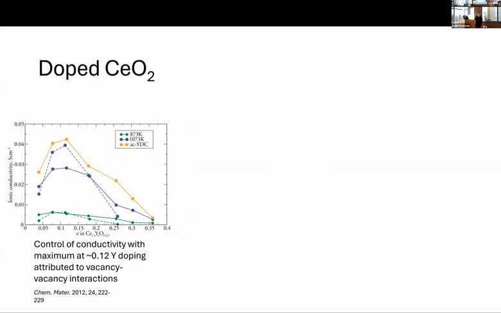So if we move on to looking at doped ceria, it's been widely studied. Here is an example where the ionic conductivity was measured of yttrium doped ceria. One of the things that has been found, not only with yttrium, is that you can reach a maximum conductivity value with the dopants, and here it's at around 0.12 yttrium. And these are attributed to vacancy interactions.